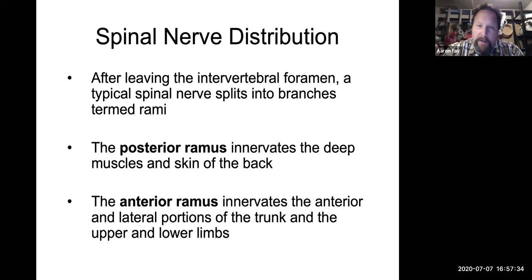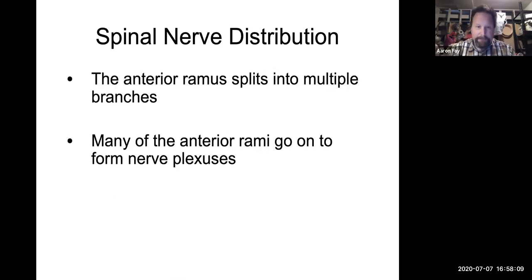I'm going to talk a little bit about the distribution of spinal nerves. Remember, when the anterior and posterior root join, that's the spinal nerve. Once they join, they immediately are going to start splitting into different structures, which include the posterior ramus. A ramus is a branch off the spinal nerve, and it's going to innervate the muscles of your back and innervate the skin. The anterior ramus will go on and innervate the various limbs of the body.